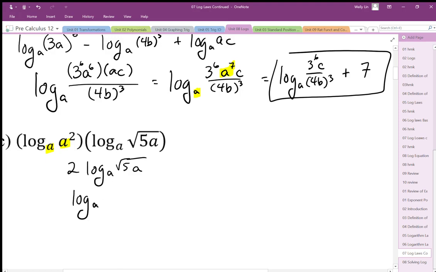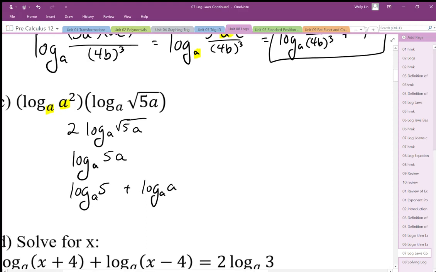So that's a power 2 on a square root. That just becomes 5a. And then I can evaluate the a part of this log. So this becomes plus log base a of a. Again, this just ends up being 1. Okay, so there it is. I've evaluated that log.